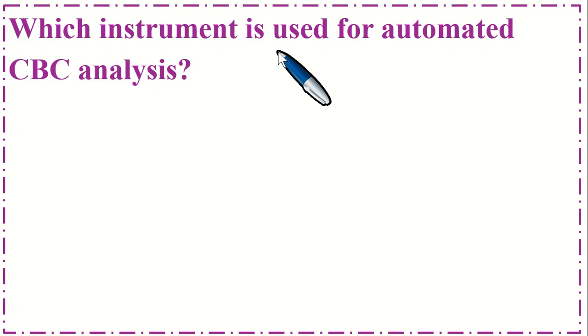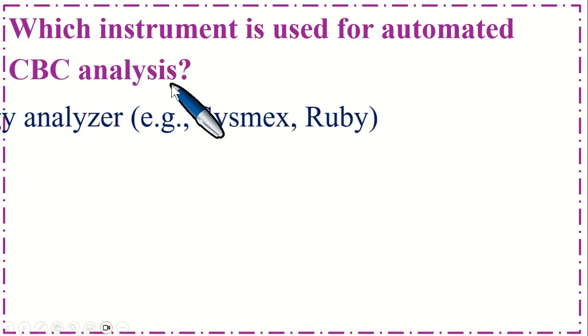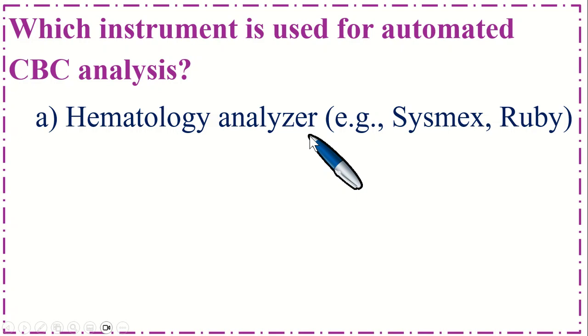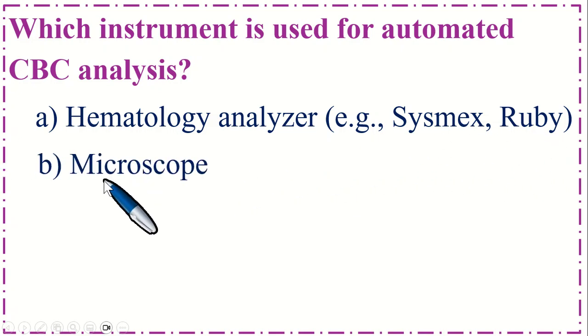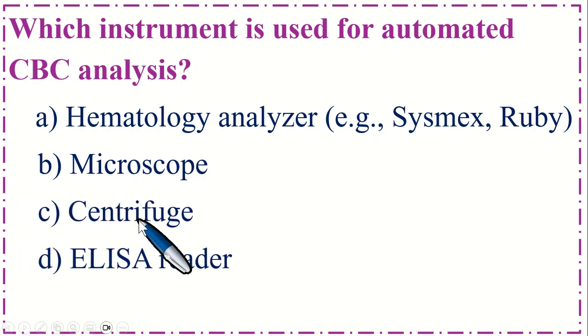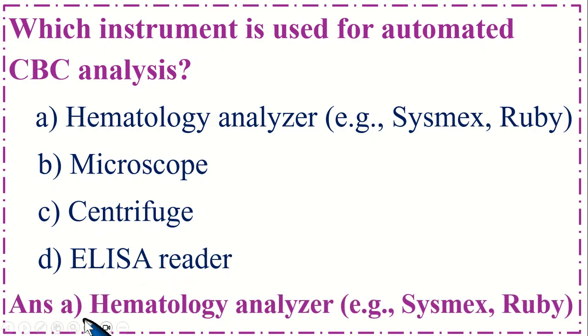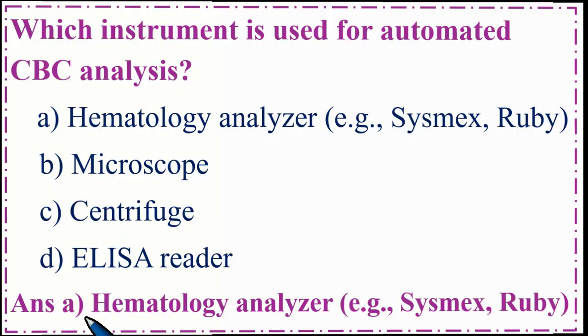Which instrument is used for automated CBC analysis? Option A, hematology analyzer, for example Sysmex and Robi. Option B, microscope. C, centrifuge. And option D, ELISA reader. So the correct option is A, hematology analyzer, for example Sysmex and Robi.